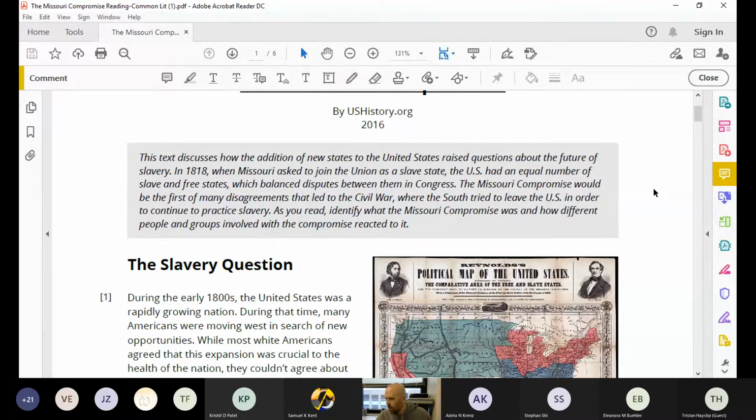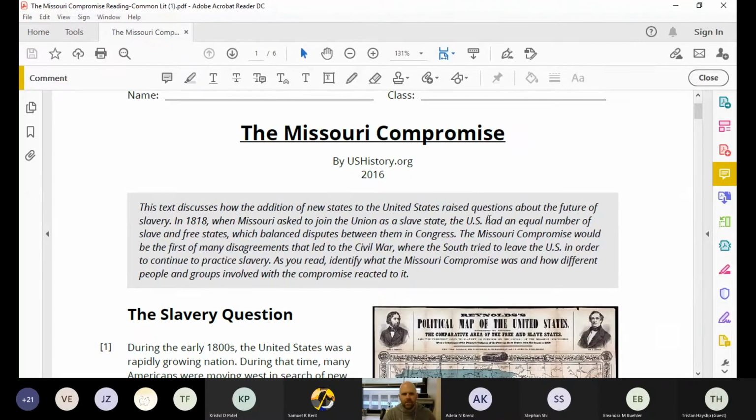Okay, so we are in the midst of one of our standards that focuses on the post-War of 1812 period. One of the big highlights, and I don't mean highlights in a positive way, but one of the highlighted events that we have to focus on has to do with the Missouri Compromise.